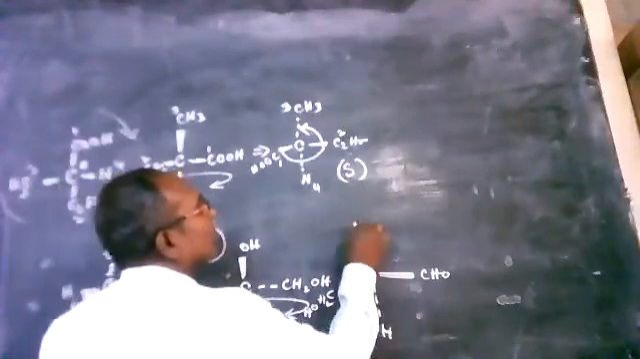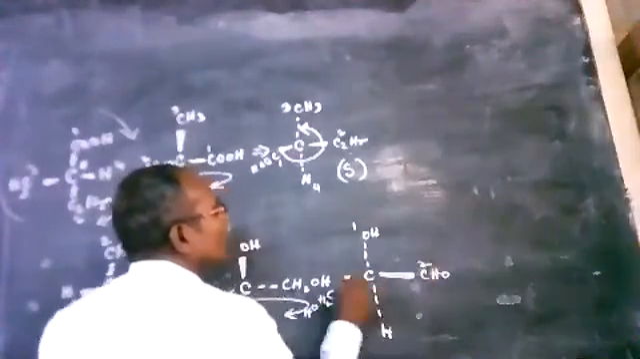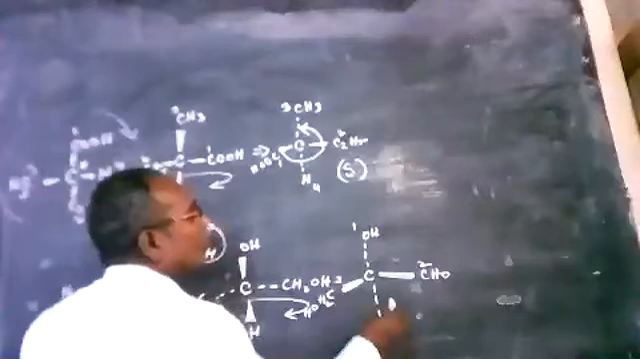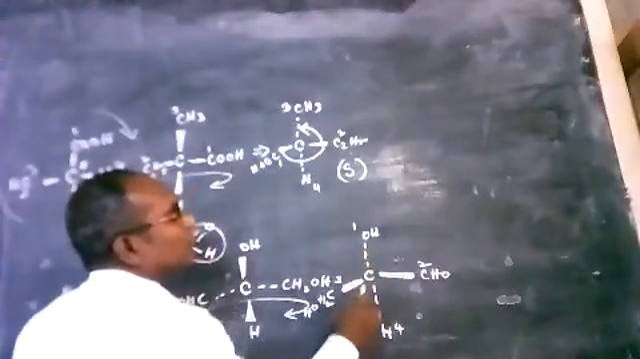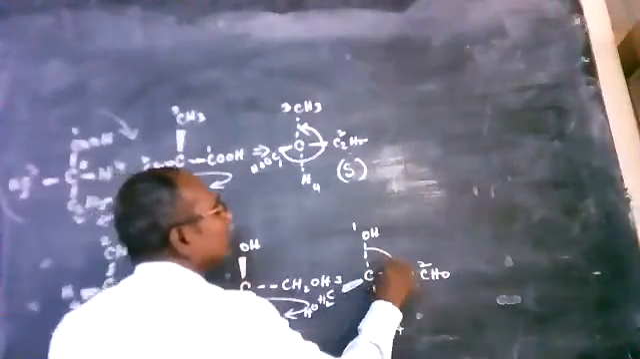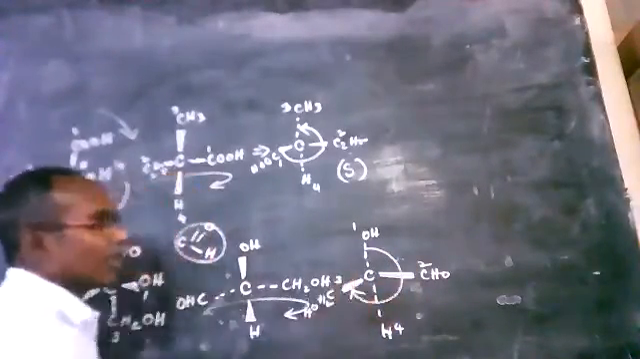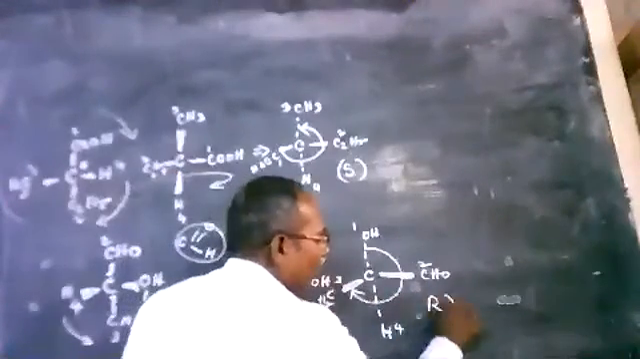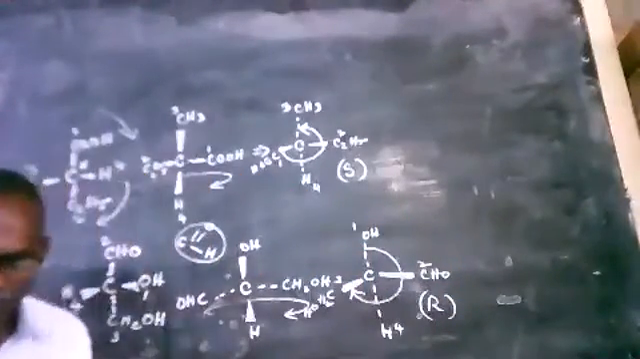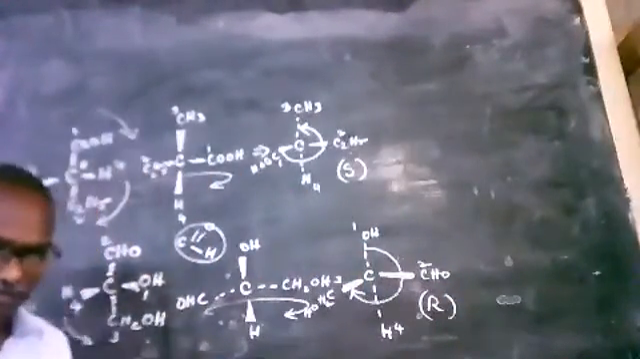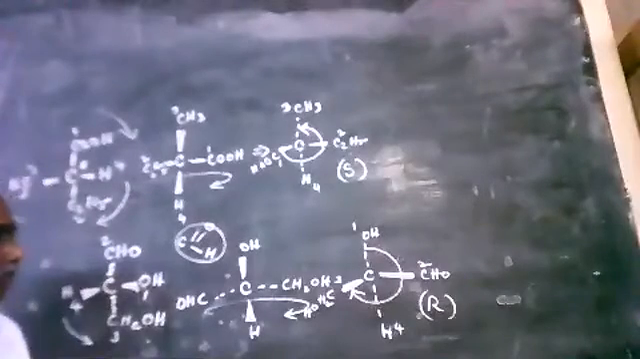Now the preferential order is 1, 2, 3, 4. So you put an arrow mark according to the number order 1, 2, 3. Now this is clockwise rotation. This is R configuration. This is R configuration. This is how the RS notation is marked.